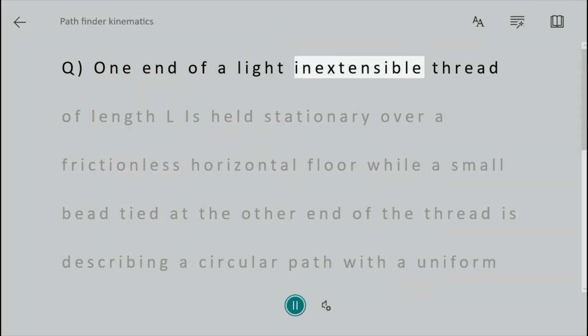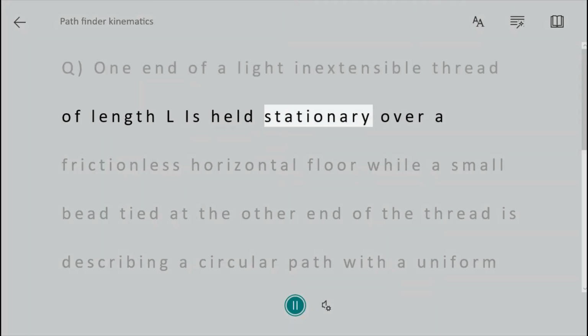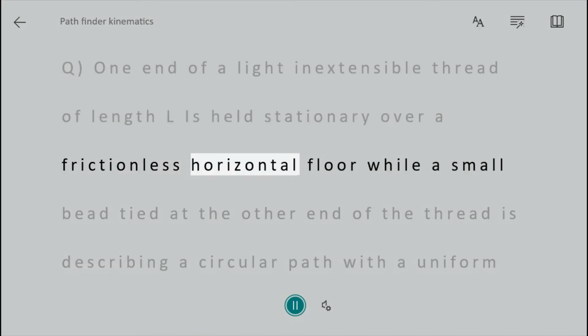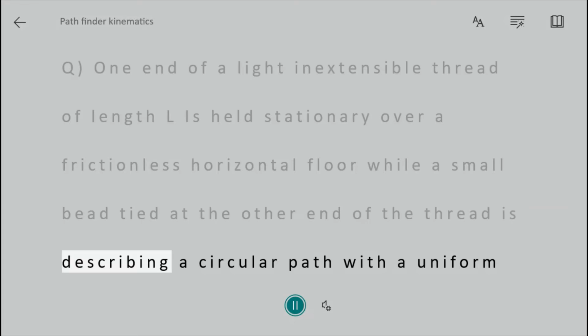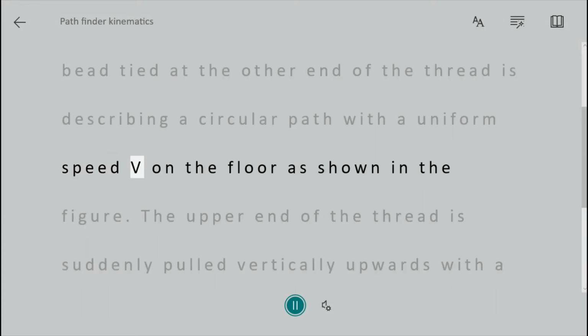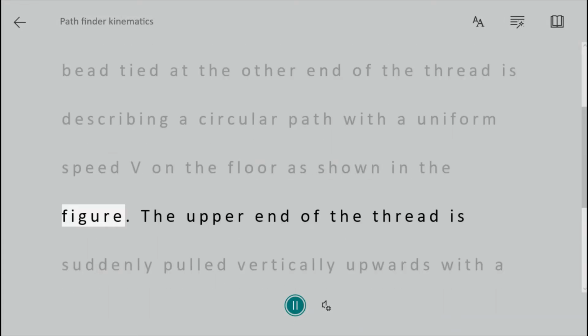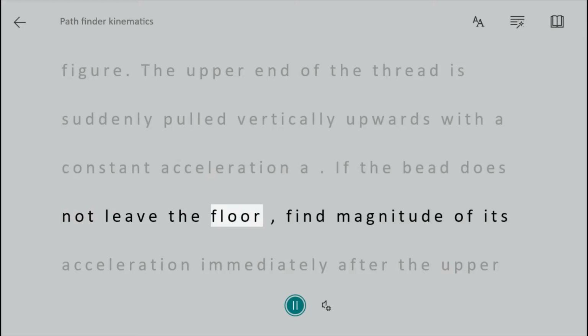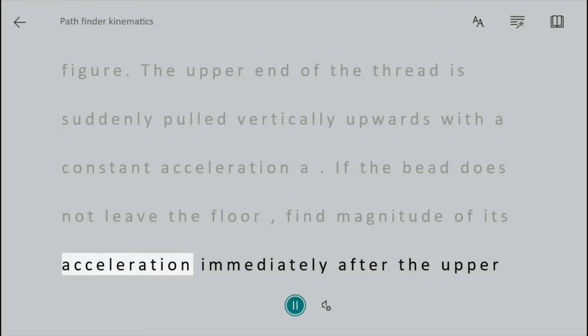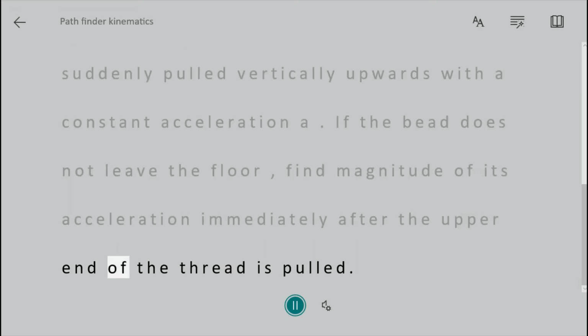One end of a light inextensible thread of length L is held stationary over a frictionless horizontal floor, while a small bead tied at the other end of the thread is describing a circular path with a uniform speed v on the floor as shown in the figure. The upper end of the thread is suddenly pulled vertically upwards with a constant acceleration a. If the bead does not leave the floor, find the magnitude of its acceleration immediately after the upper end of the thread is pulled.